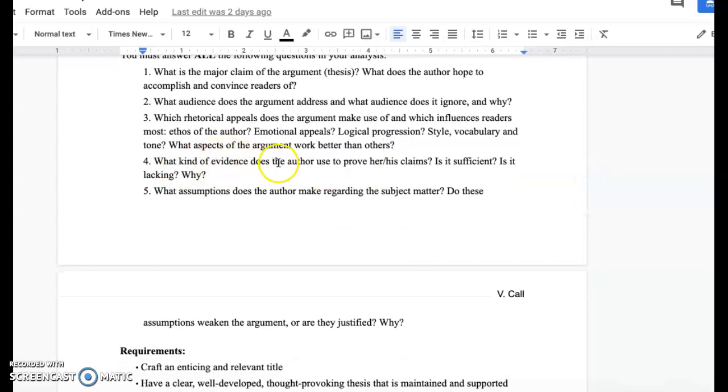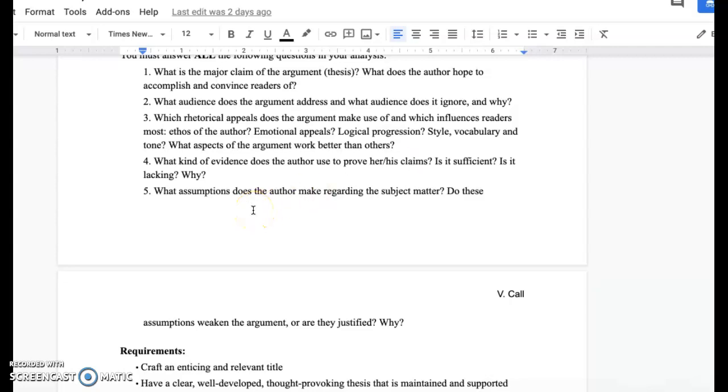4, what kind of evidence does the author use to prove his or her claims? Are they using a lot of facts? Are they using a lot of statistics? Are they using a lot of data? Or are they using a lot of anecdotal evidence, meaning people's personal stories? How does that affect whether you find it convincing or not? Is that sufficient? Is it lacking? Is there any hole in the argument that you felt could have been addressed a little bit more in depth?